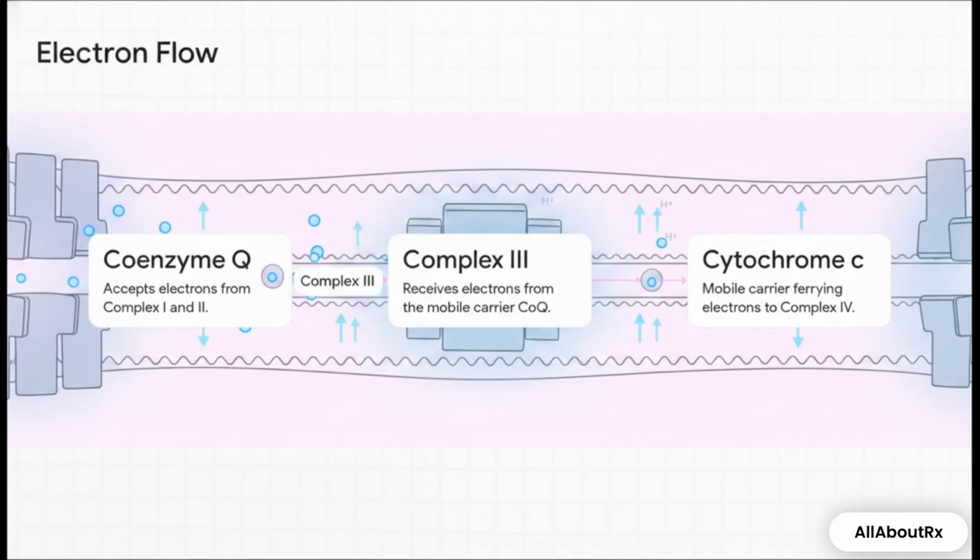So how does the actual flow work? Well, once they hit complexes I and II, the electrons are passed to the lipid-soluble mobile carrier Coenzyme Q, also known as ubiquinone. From there, they move to complex 3, the cytochrome BC1 complex, and then they're ferried by a second mobile carrier, cytochrome C, straight over to complex 4.